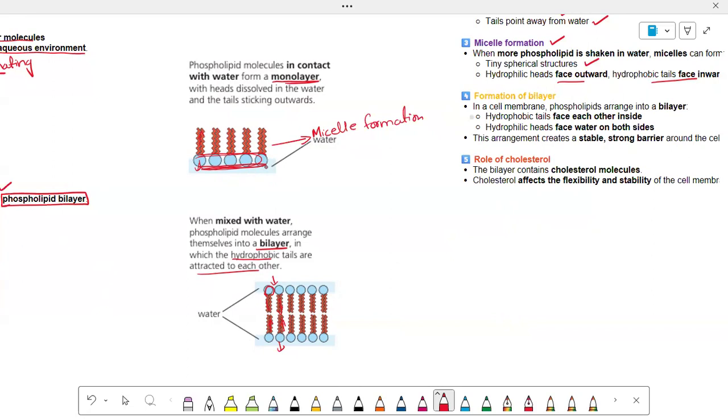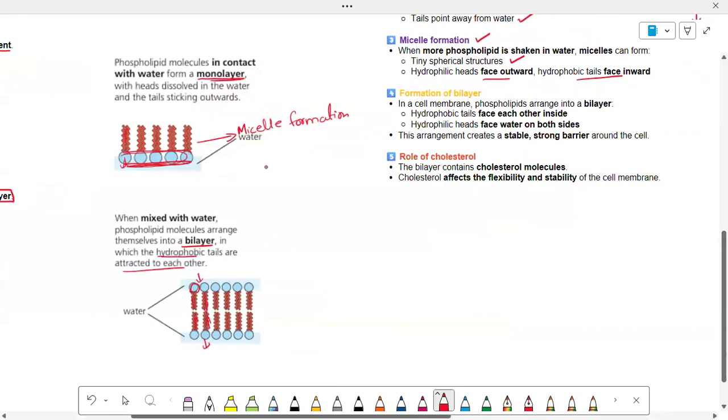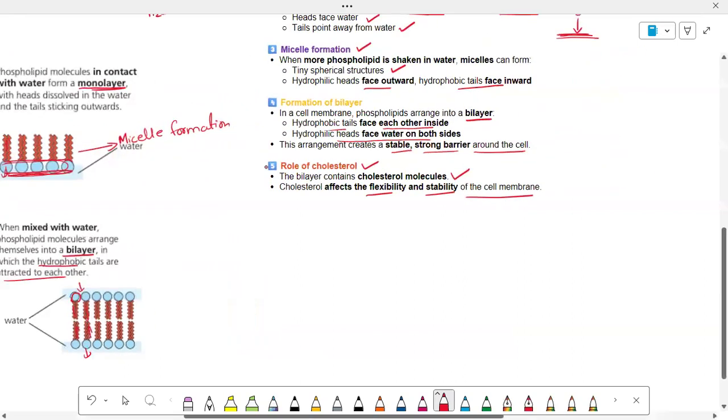Okay, and here is the formation of the bilayer. In the cell membrane, phospholipids arrange into a bilayer. Hydrophobic tails face each other inside, and hydrophilic heads face water on both sides. This arrangement creates a stable, strong barrier around the cell. And there is the role of cholesterol. This bilayer contains cholesterol molecules also, and it affects the flexibility and stability of the cell membrane. It helps the cell to stay stable and flexible. So this is the main function of cholesterol.